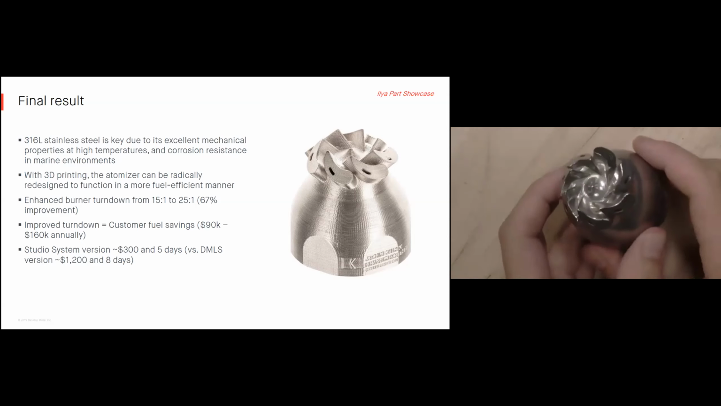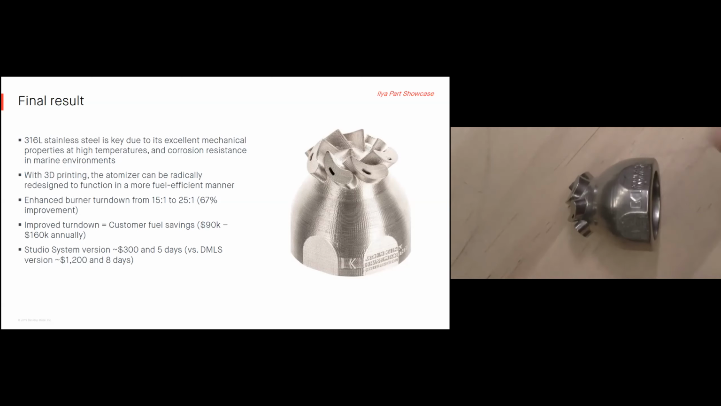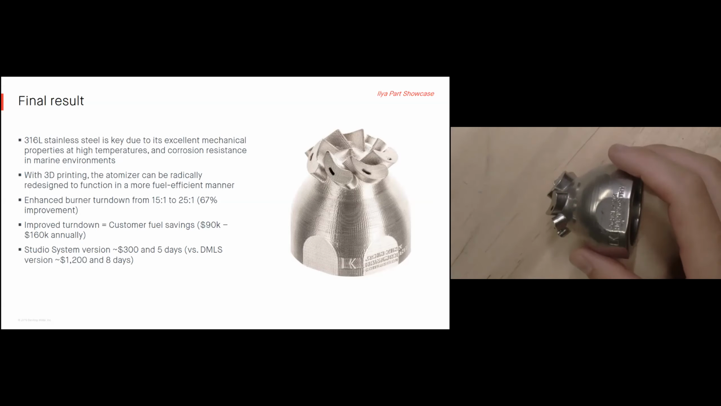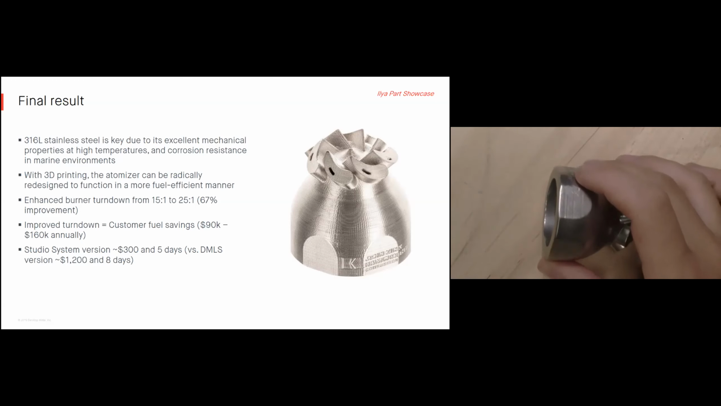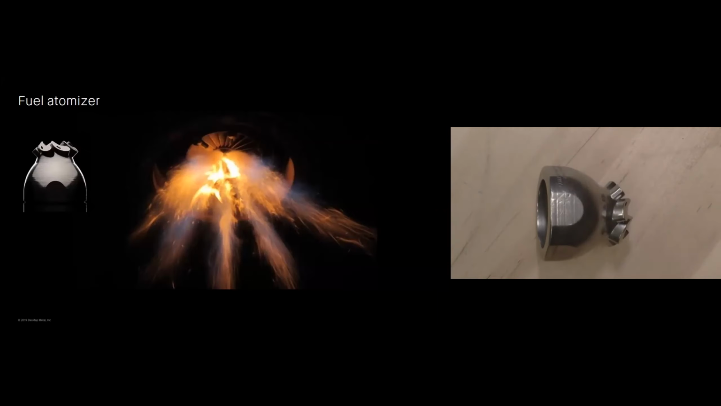They were able to improve this burner turn down from 15:1 all the way up to 25:1. So that was a 67% improvement. And what that ultimately resulted in was about a $90,000 to $160,000 fuel savings for their customer annually. The Studio system version cost about $300 to print this part. It took about 5 days. Via DMLS or powder bed fusion, which they also looked into, it was about $1,200 and took about 8 days. Great part. And you can see it actually firing here. As you can imagine, it's very, very hot in there, so it needs to be made out of metal.